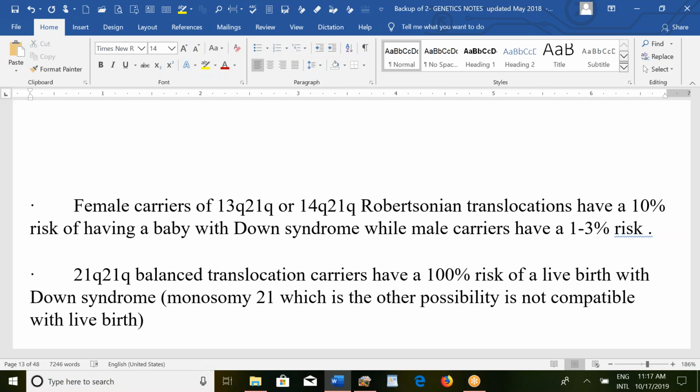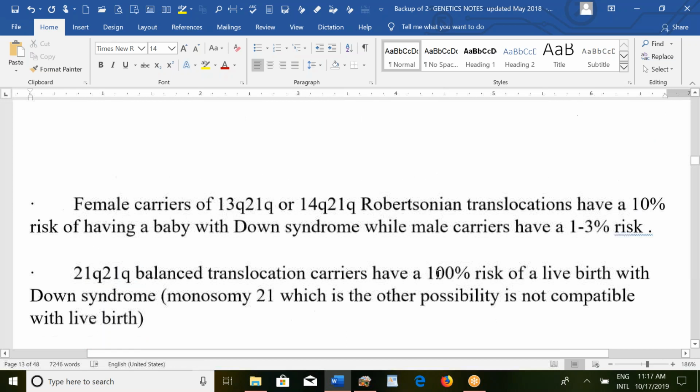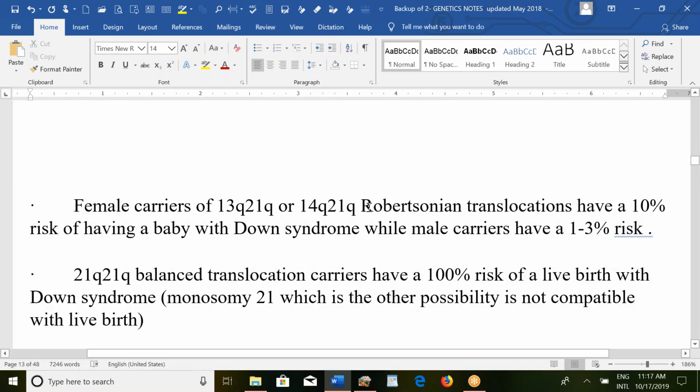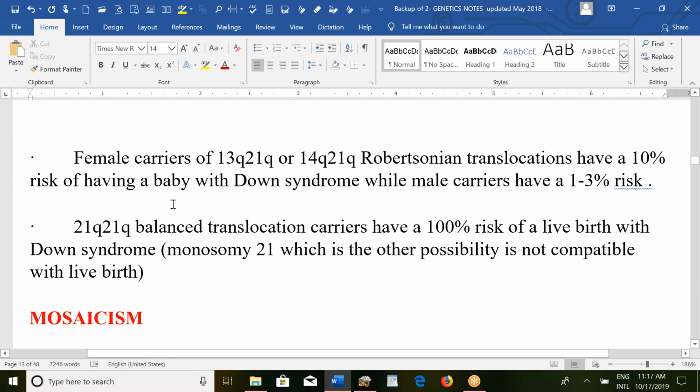Monosomy 21, which is the other possibility, is not compatible with live birth. So if they give you this 21q combination, the chance of recurrence of Down syndrome will be 100%. And if they give you this translocation, you should remember that if the mother is the carrier, there is a 10% chance of having a baby with Down syndrome. The recurrence risk will also be the same. If this combination is seen in the father, the risk of recurrence will be 1 to 3%. And with this 21q, there is a 100% risk of a live birth with Down syndrome.